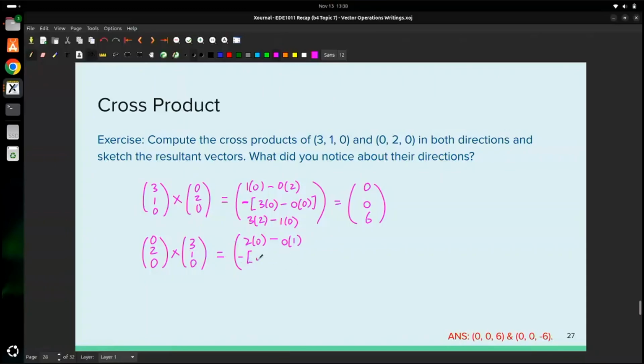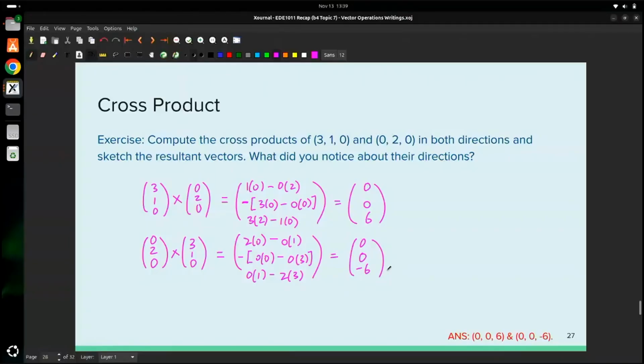0 times 0 minus 0 times 3. Last row, cover the last row: 0 times 1 minus 2 times 3. So you compute that. The answer is 0, 0, minus 6. Is it alright? Okay?